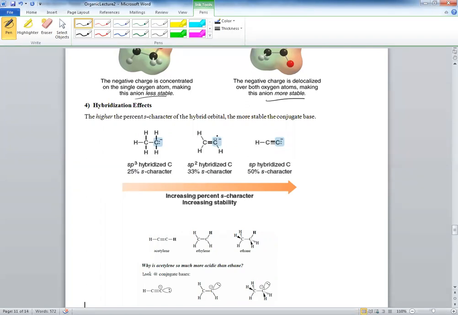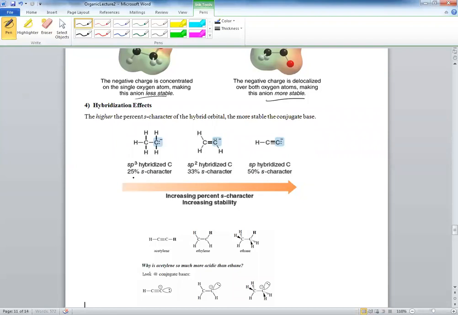For sp2, we have 1, 2, and 3. There's a lone pair, a double bond, and a single bond. And then if we have the lone pair and the triple bond, that's only 2. So that results in an sp. So why is that? What's happening here?